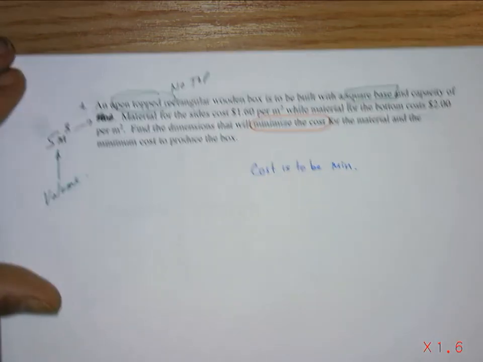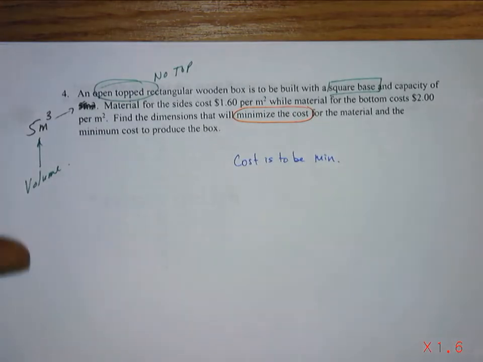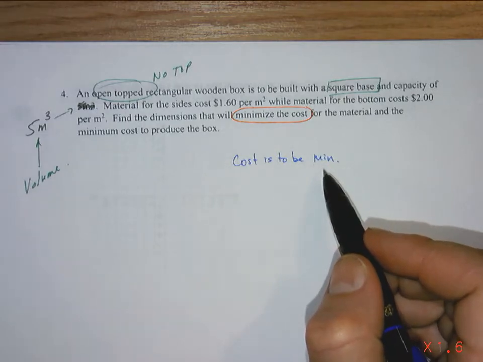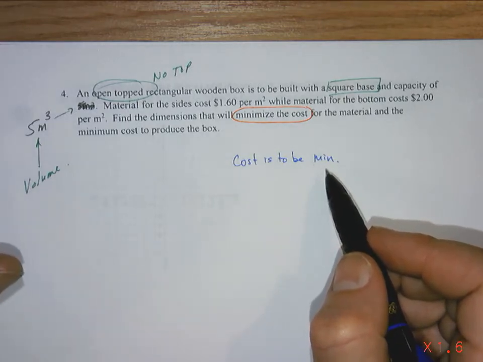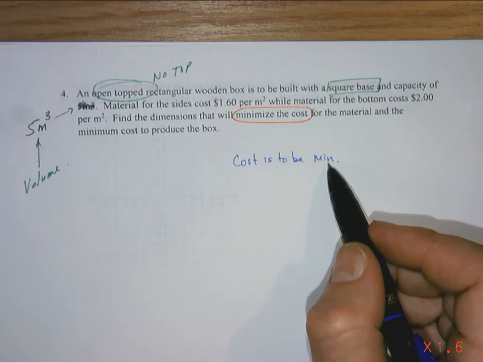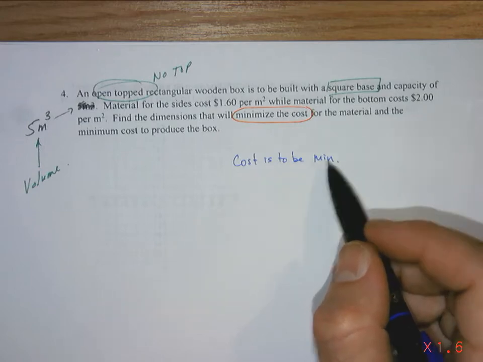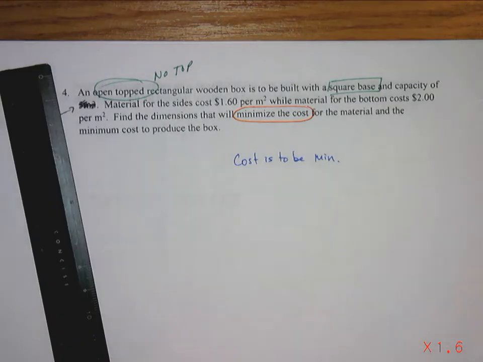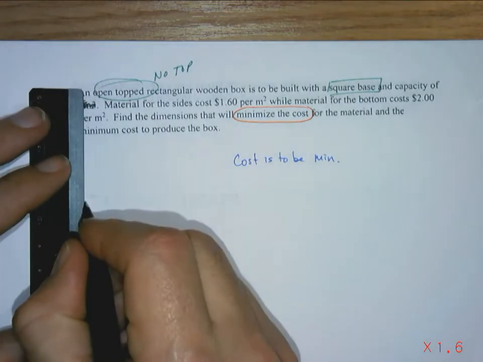When I write that, a whole bunch of things come flooding into my head. If I'm going to minimize something, I need to find its first derivative. If I'm going to find its first derivative, I need an equation for it in terms of one variable. So the very first thing I do is I try to get an equation for it. Before I do that, let's get a picture.